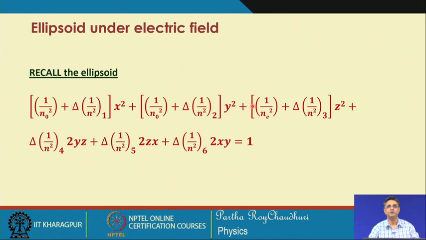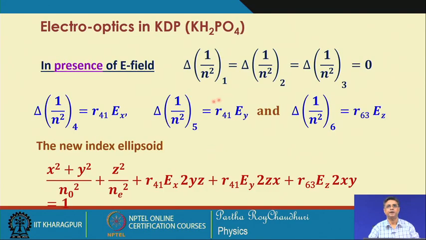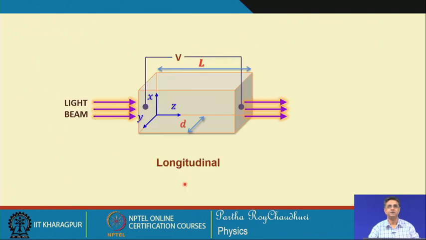These components are all 0, but these cross terms will be non-zero, and this is what we mentioned. r 41 is attached to E x, E y and E z. Then the new index ellipsoid in this case will be represented by this equation. This will be the ellipsoid under the electric field. Now, we will have to diagonalize this equation, or we can give some Euler angle rotation looking at the equation, who are the cross components, etc.